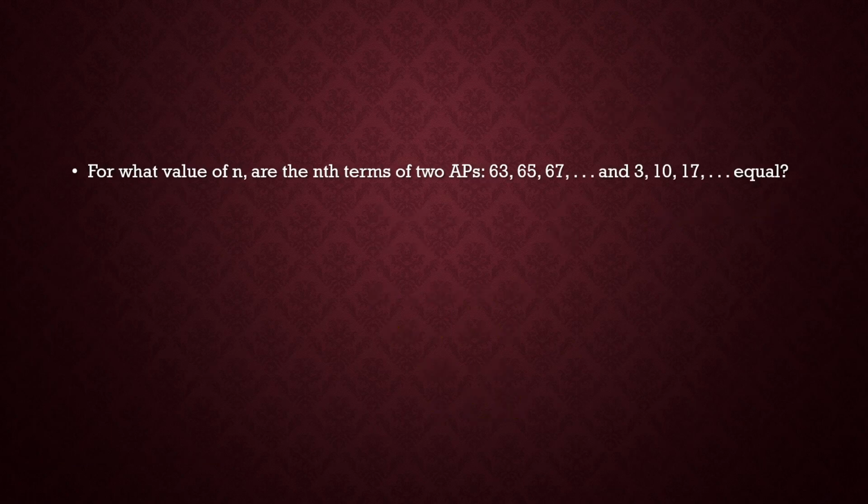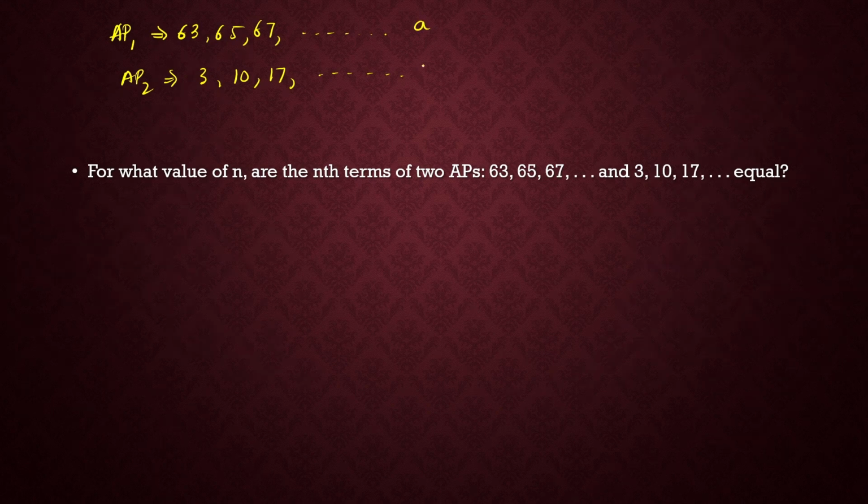Now, next question. For what value of n are the nth terms of two APs equal? Okay. So you have the first AP, I'll consider it as AP1, that is 63, 65, 67 and it goes on. And your second AP is 3, 10, 17 and it goes on. And at one point what happens? For what value of n are the nth terms of the two APs equal? So they have asked us to find the value of n.